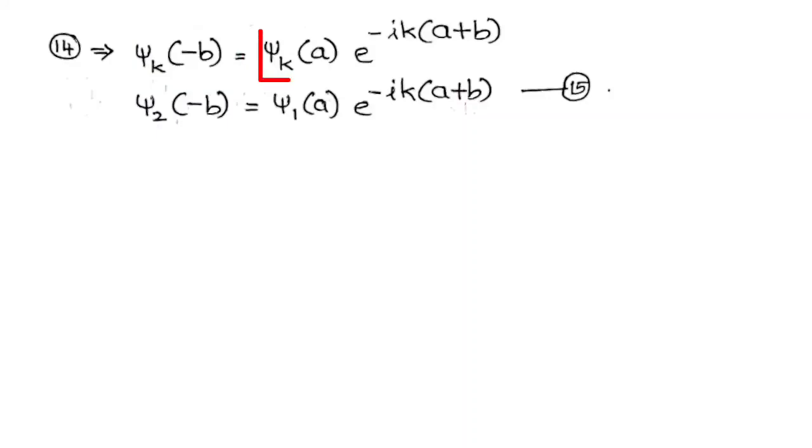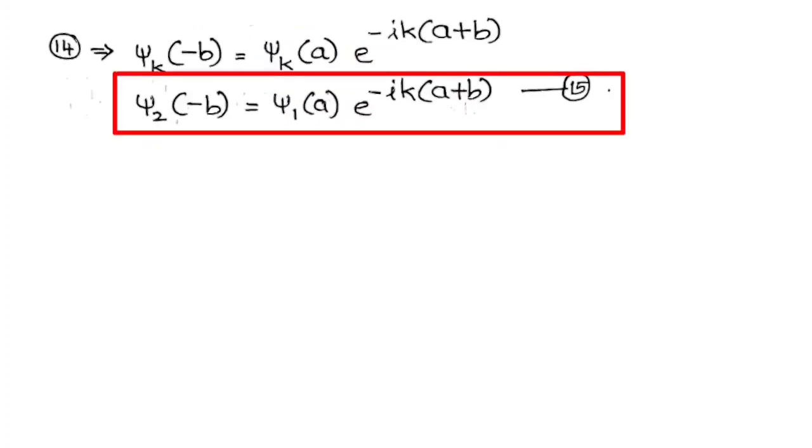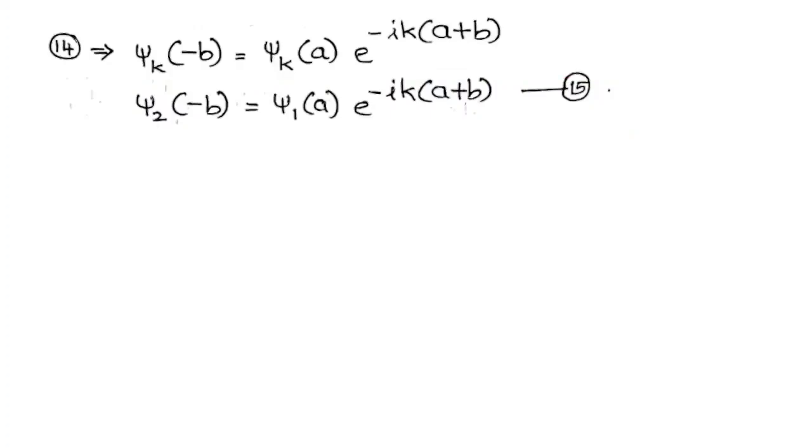Similarly, psi k of a is referring to the wave function in the well region. Psi k of a will be psi 1 of a. It can be written as psi 2 of minus b equal to psi 1 of a into e raised to minus i k into a plus b. This will be taken as equation number 15.